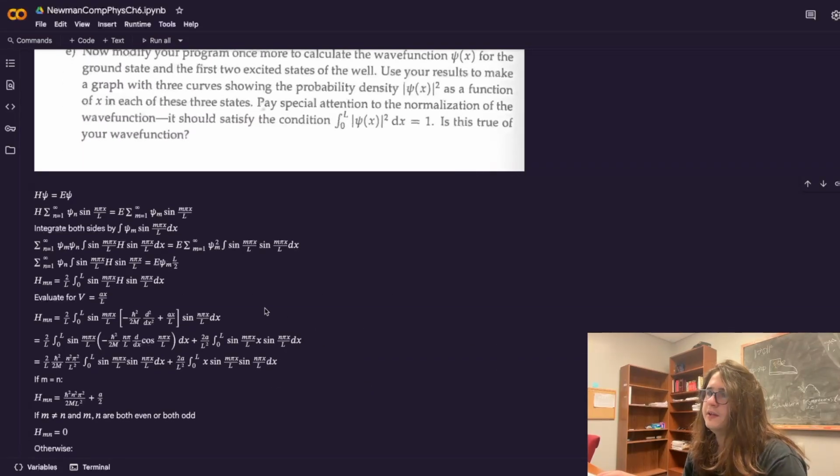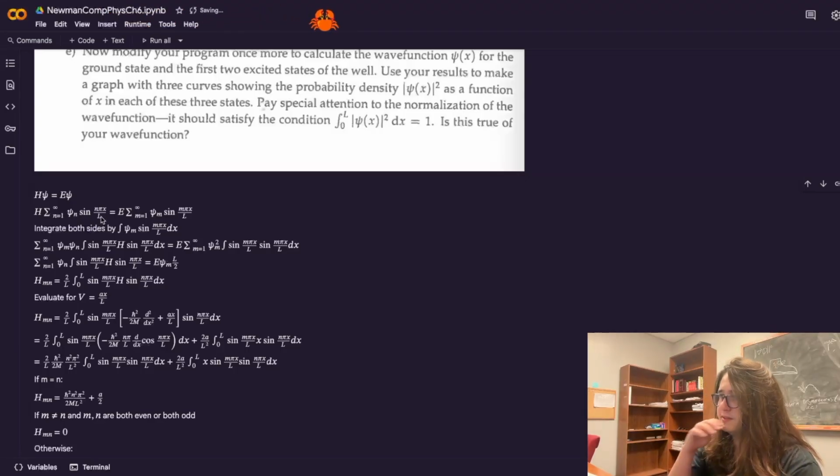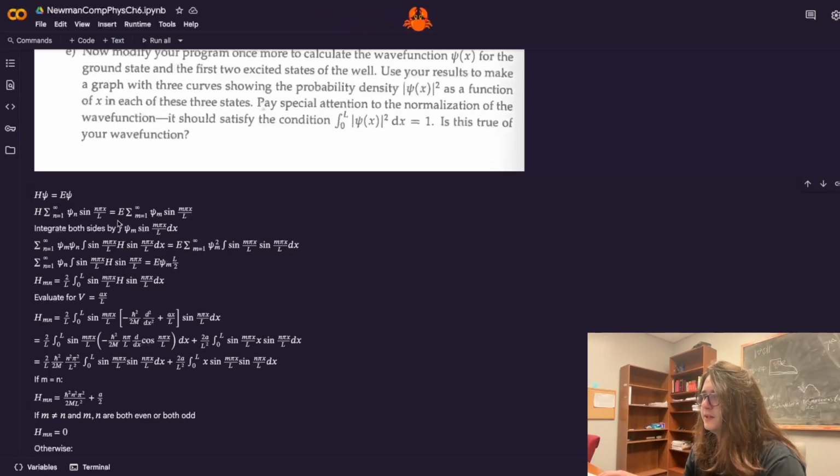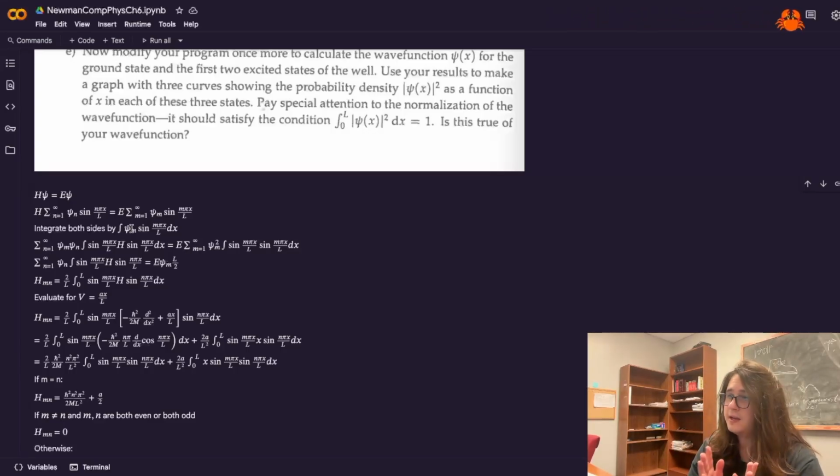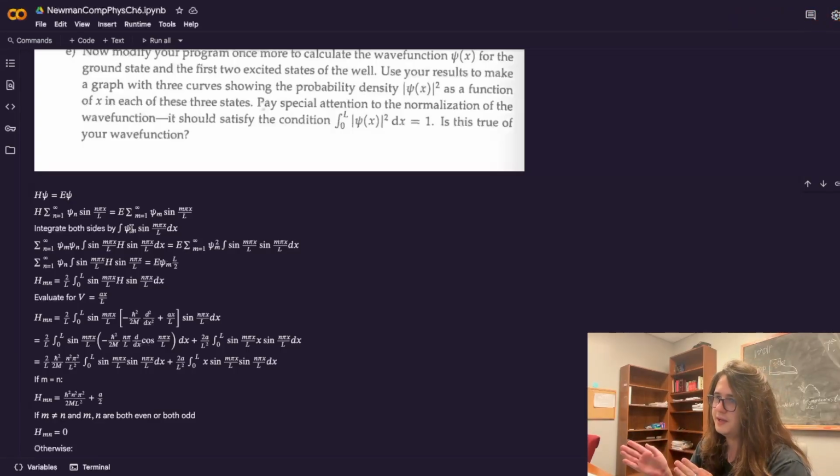Okay. So yeah, you start with H psi equals E psi. You expand the wave function as a Fourier series, the constant psi sub n times the sine of n pi x over L. You expand it on both sides, noting that you need to use different indexes on both sides. On the left-hand side, you use psi n. On the right-hand side, you use psi m. And then you integrate both sides against sine of m pi x over L.